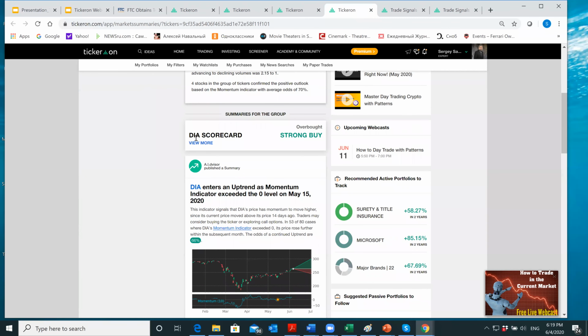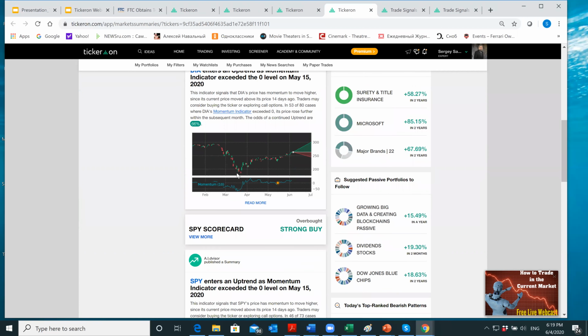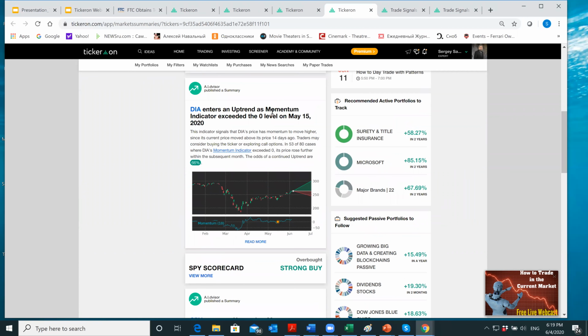So then we will see DIA as scorecard, strong buy. You see, this is a chart. And in fact, if you would have used our momentum indicator, that's the point from which we last time claimed it's going to go up. So from that point, it is up exactly, okay?